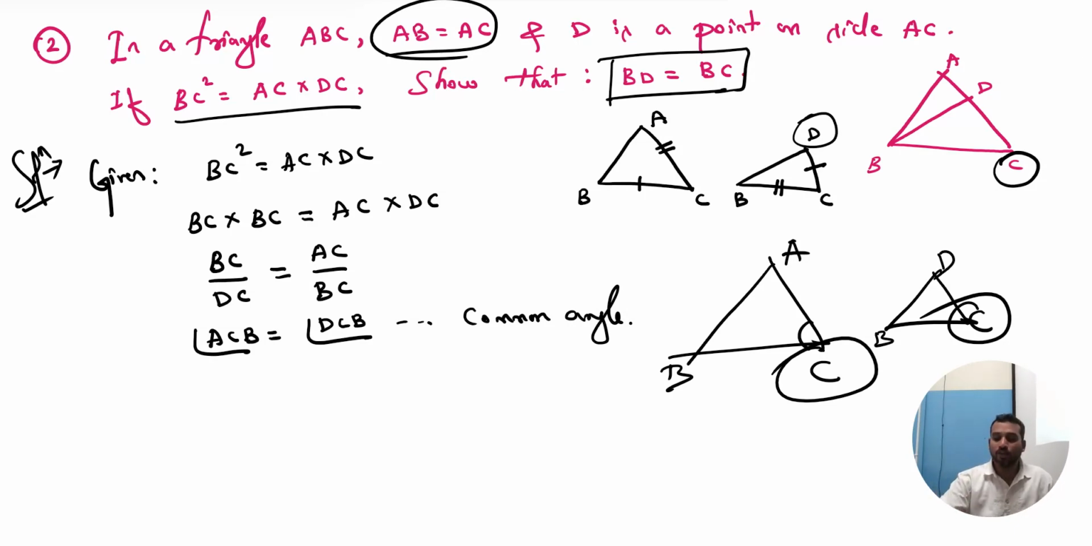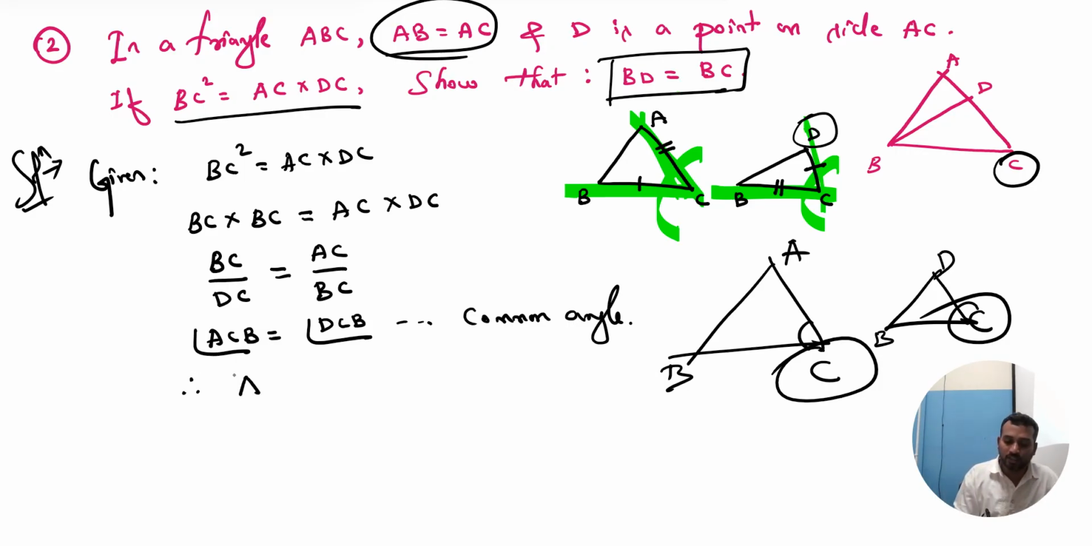My dear students, now interesting fact, can you see this? Side, angle, side of first triangle is equals to side, angle, side of second triangle. Am I right? Any doubts? Side, angle, side of first triangle is equals to side, angle, side of second triangle. So can we come to the conclusion?